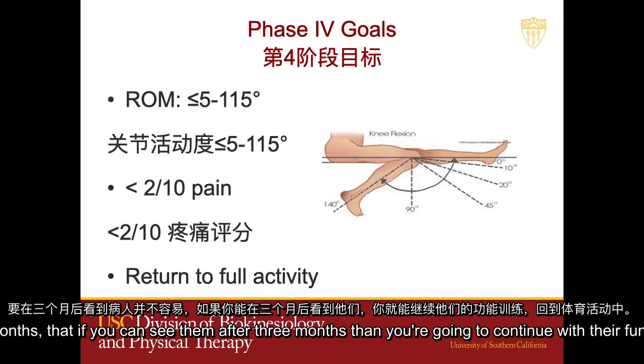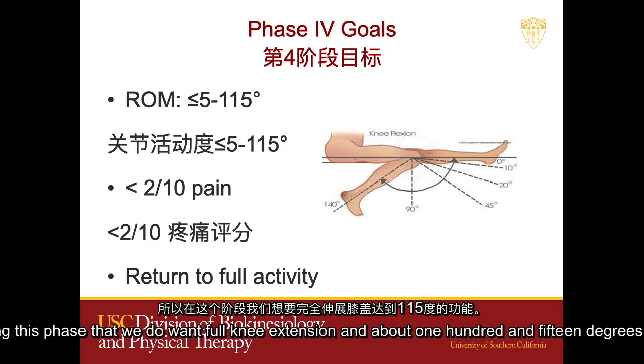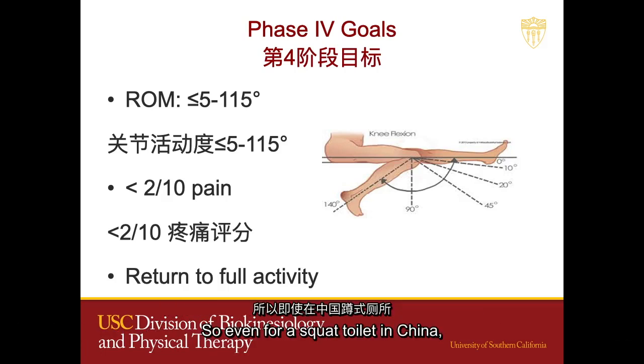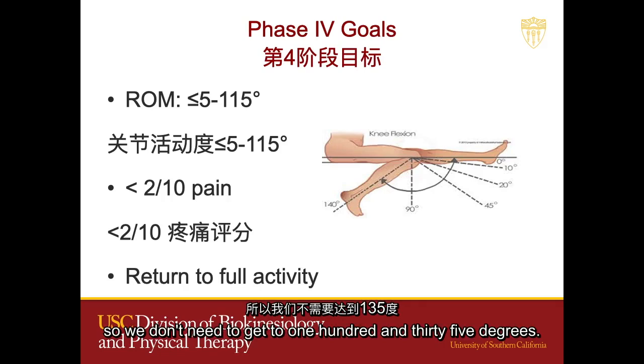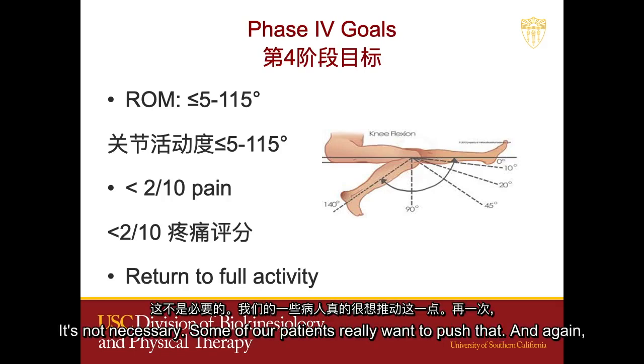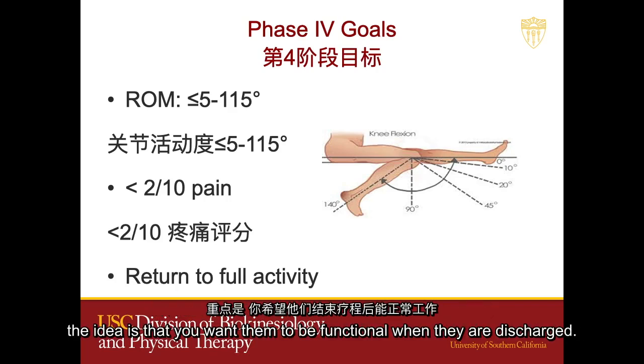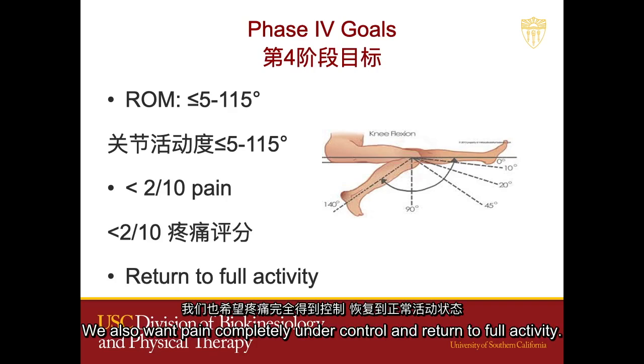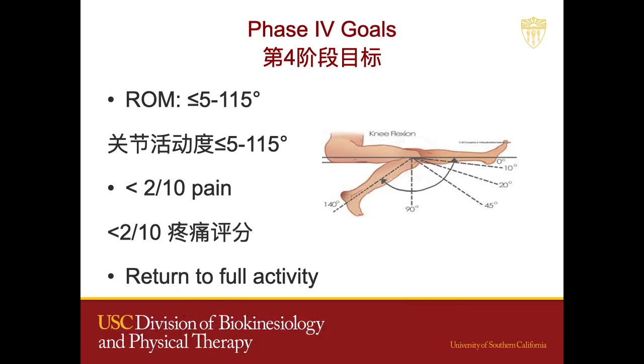So it's during this phase that we do want full knee extension and about 115 degrees of flexion. So even for a squat toilet in China, 115 degrees is about right. And that would be the goal for these patients. So we don't need to get to 135 degrees. It's not necessary. And some of our patients really want to push that. And again, the idea is that you want them to be functional when they're discharged. We also want pain completely under control and return to full activity.